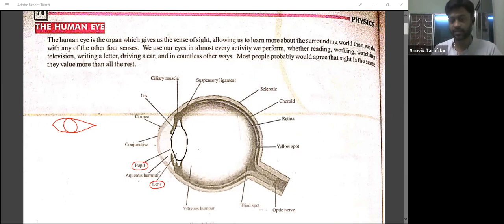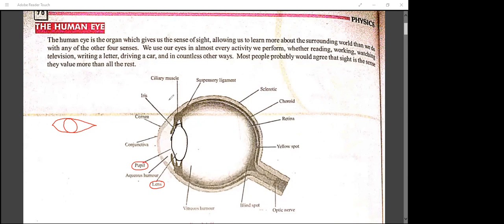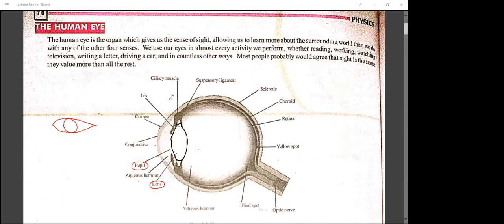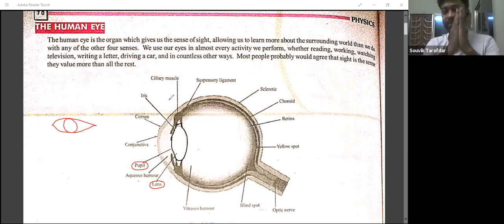This portion is the eye lens. And let me tell you, this lens is made with such a material that it is a jelly kind of material, transparent, plus semi-solid, which can be changed, which can become like this or like this, which can become thin or bulged. Understood?